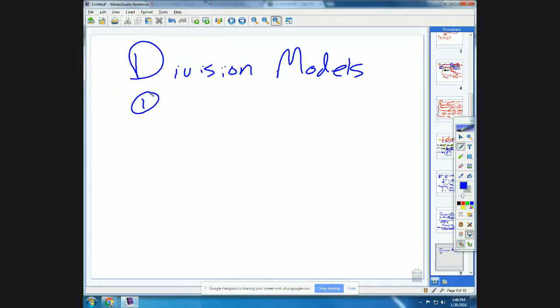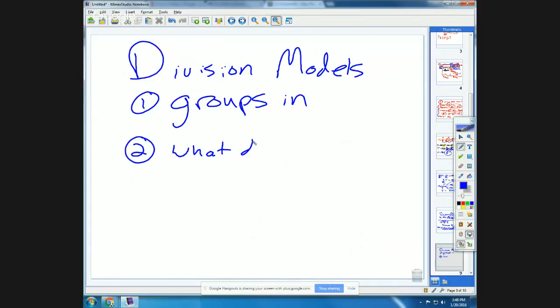So we've looked at the groups in model to justify what to do with fractions. Now we're going to take a look at the what do I multiply by? Does anybody remember the other name for what do I multiply by? What the book called it? The missing factor. The book called it the missing factor. So also known as missing factor model.